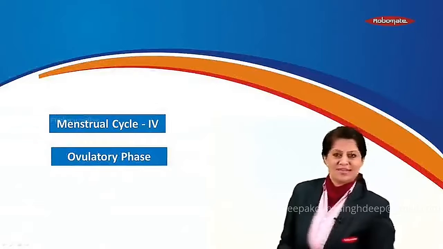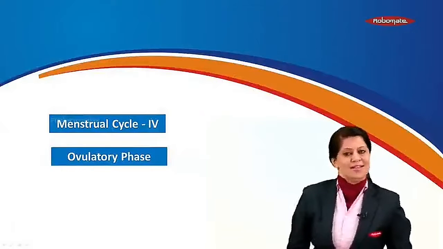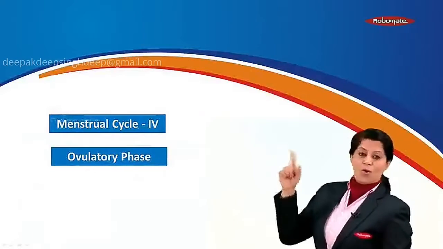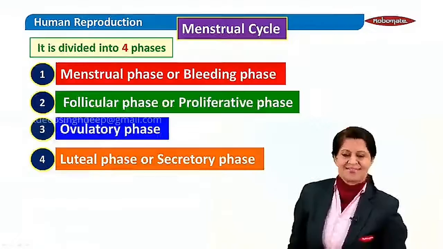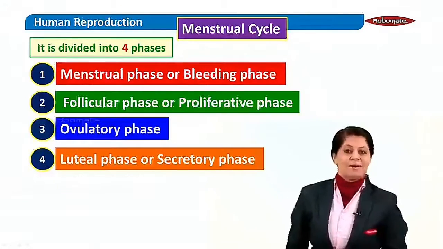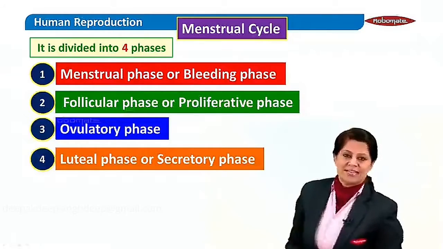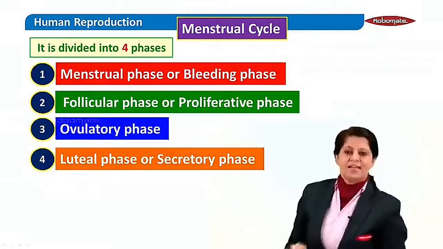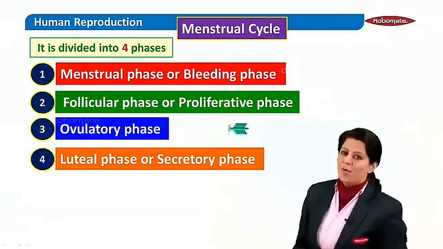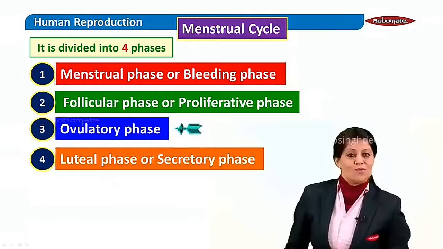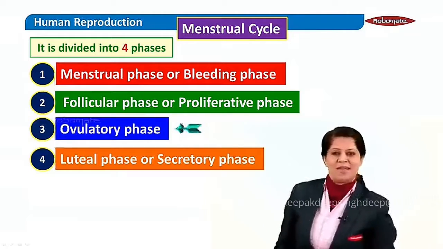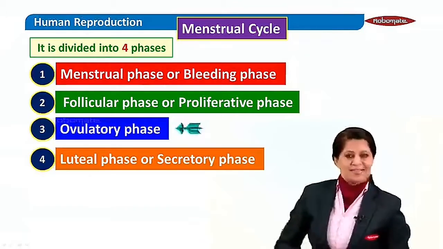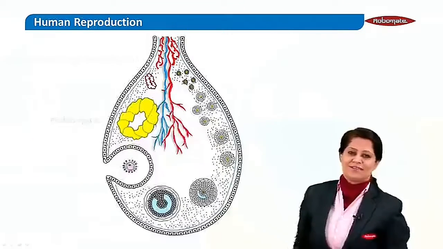Hello students, so we are continuing with the third phase of the menstrual cycle, which is called the ovulatory phase. Now let's remember, there are 4 phases in the menstrual cycle. We have already completed the first, the menstrual phase, then the follicular phase, and now we are talking about the ovulatory phase. As the name indicates, there is going to be ovulation happening in it. Let's study the details of this phase.